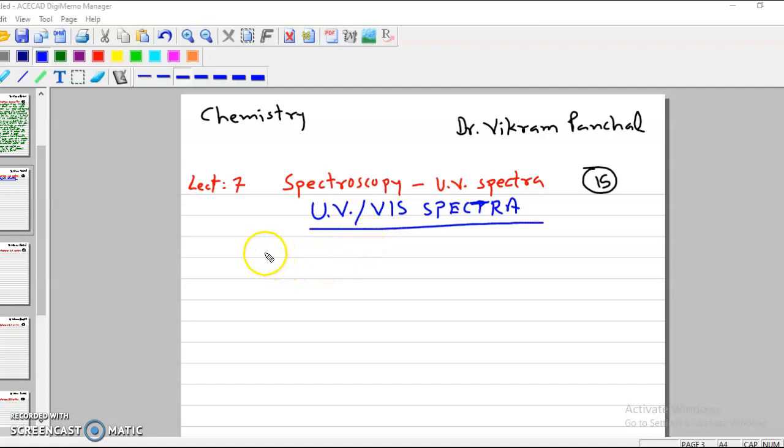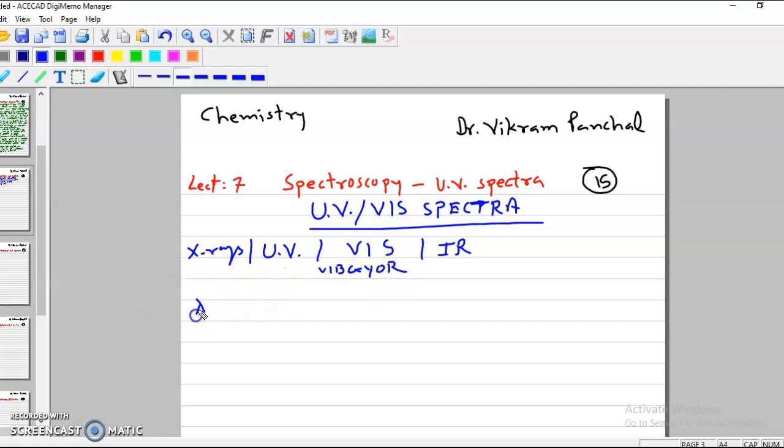So first of all, let us see what is UV visible light. UV visible light is after X-rays and before infrared. This light is very important, in which we observe visible light. That means we observe 7 colors also.